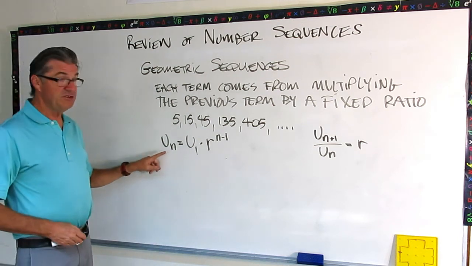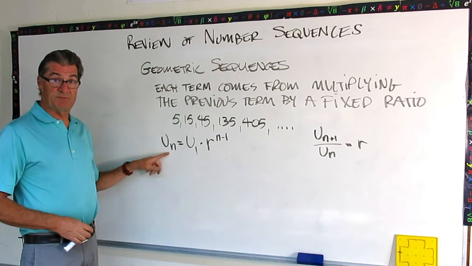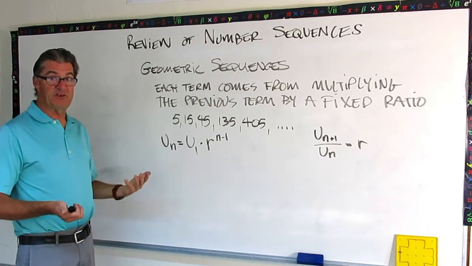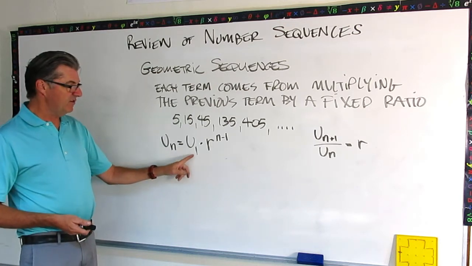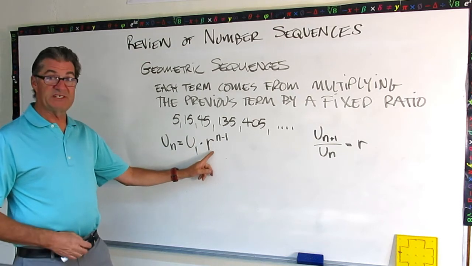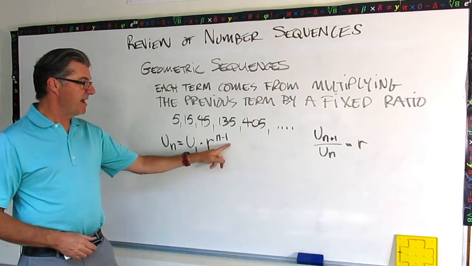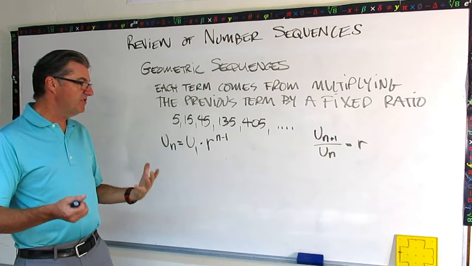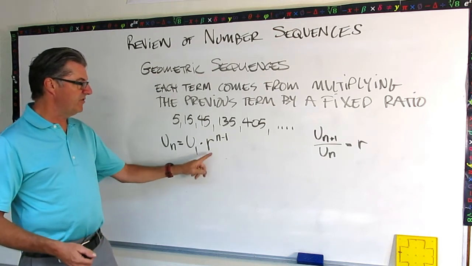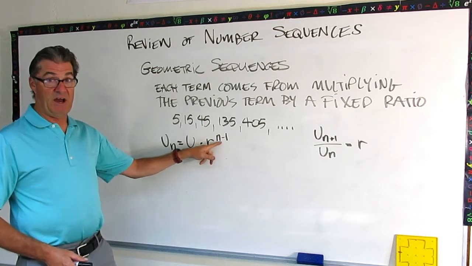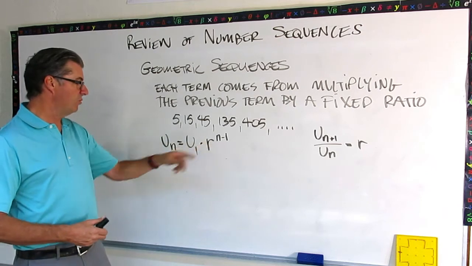Now here we have a general form equation, explicit form, for getting the nth term of a sequence. And it's just the first term times r, which is that common ratio, to the n minus 1. So to get the 7th term, you multiply the first term by the ratio to the 6th power. Okay, so it's always n minus 1 for that.